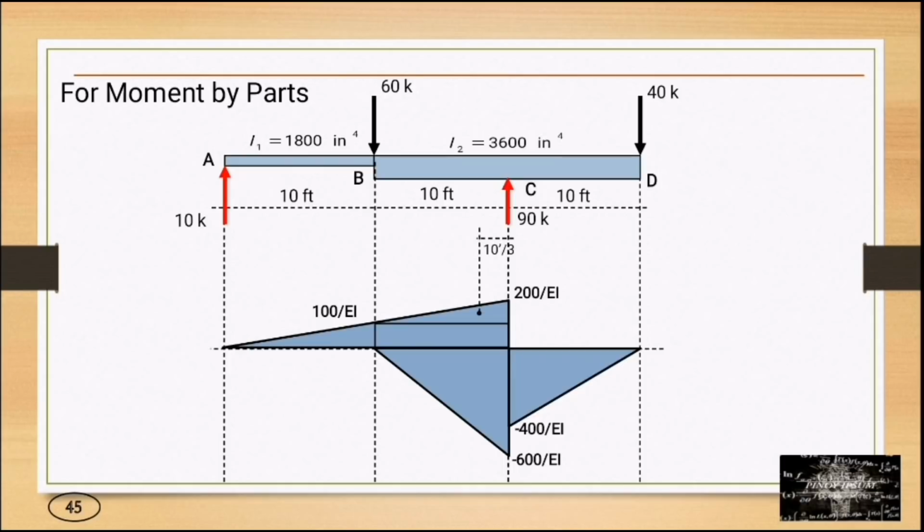And for the centroids at segment BC, for the triangle, we have 10 over 3 from point C. For the rectangle, we have 5 feet from point C. So at segment AB, we have 10 over 3 from point B. At segment BC, for negative 600 over EI, we have 10 over 3 from point C. At segment CD, for negative 400 over EI, we have 10 over 3 from point C.